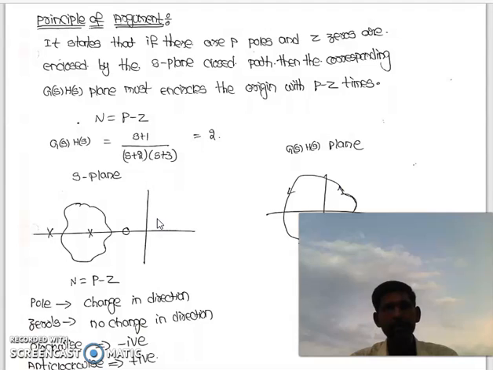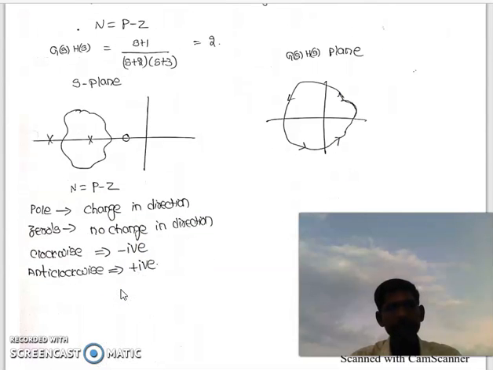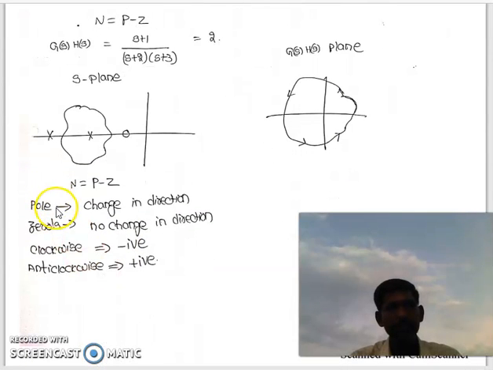What do you mean by the S-plane and what do you mean by the G(S)H(S) plane? Let us consider G(S)H(S) equals (S plus 1) divided by (S plus 2)(S plus 3). So this is the S-plane. That means one zero is present at minus 1, one pole is present at minus 2, and one more pole is present at minus 3. So how many poles and how many zeros were there?